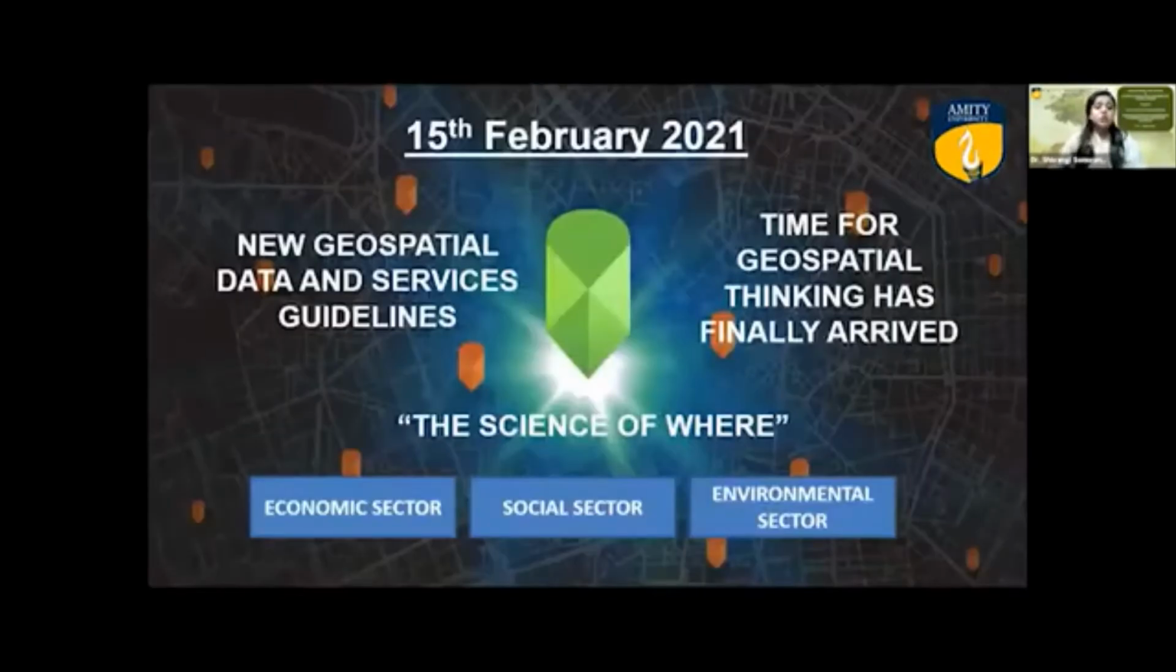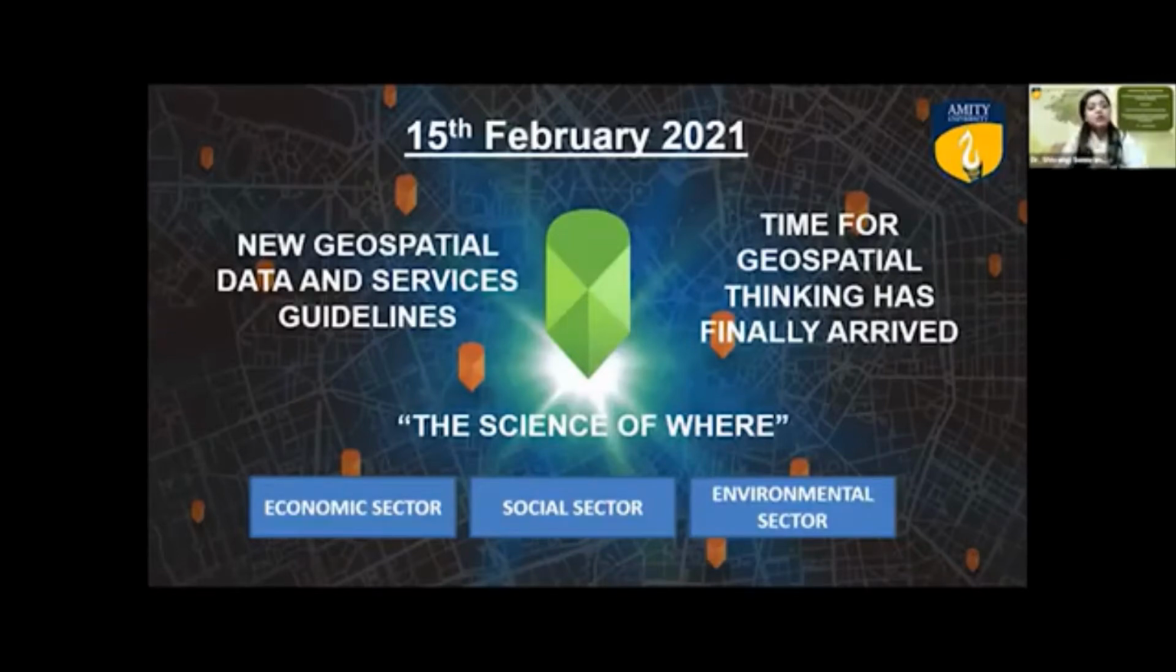Now coming to the term geospatial. What exactly does geospatial mean? If I say it in layman's language, because there are people from several fields here today as participants, then it means the science of where. The science of where, location identification. If you are gathering information based on the location of any object on the earth, we call it geospatial.